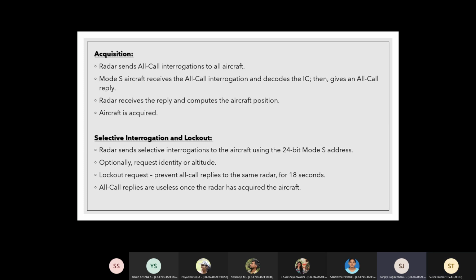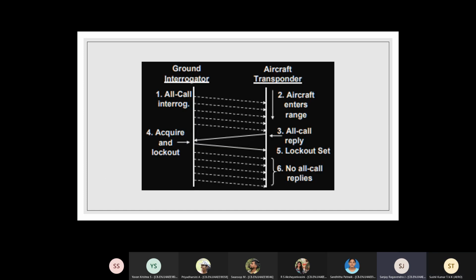Once the radar has acquired the aircraft, the all-call replies will be of no use because they will be ignored. So this picture gives the crux of what I've been explaining. I'll give you some 30 seconds to look into it and you can come up with any doubts.